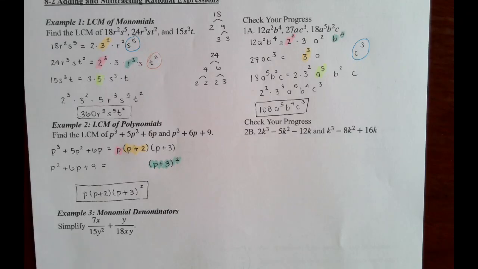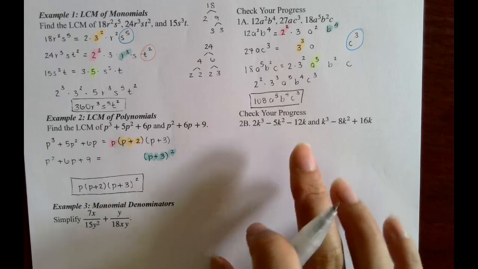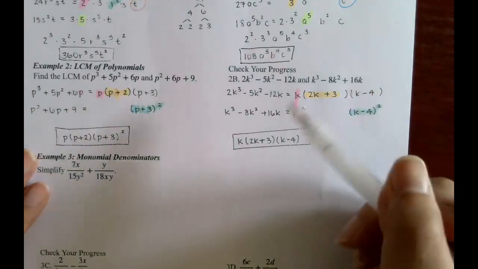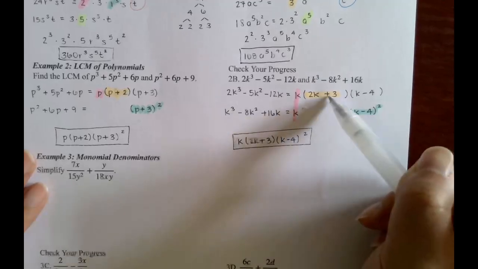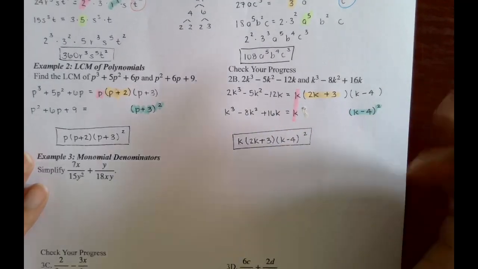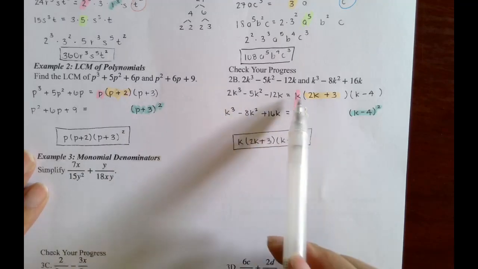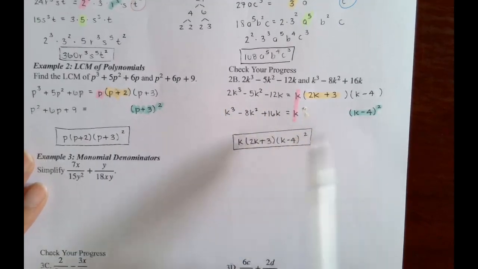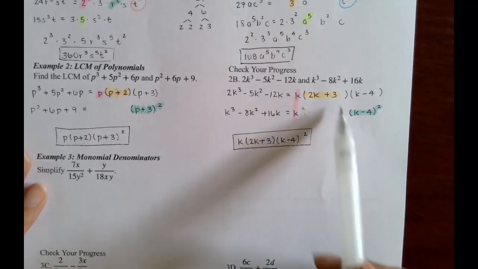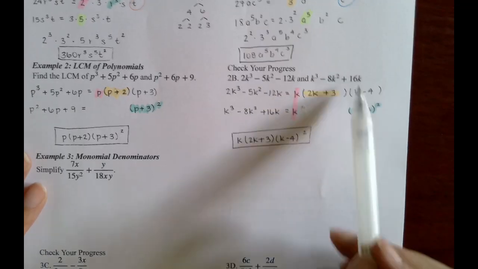Okay, why don't you try CYP 2B, and then once you're done, come check your answer. Okay, what you should have gotten is k, 2k plus 3, and (k minus 4) squared. Okay, so all I did is I factored them, and then found the greatest one of each. Okay, 2k plus 3, (k minus 4) squared.